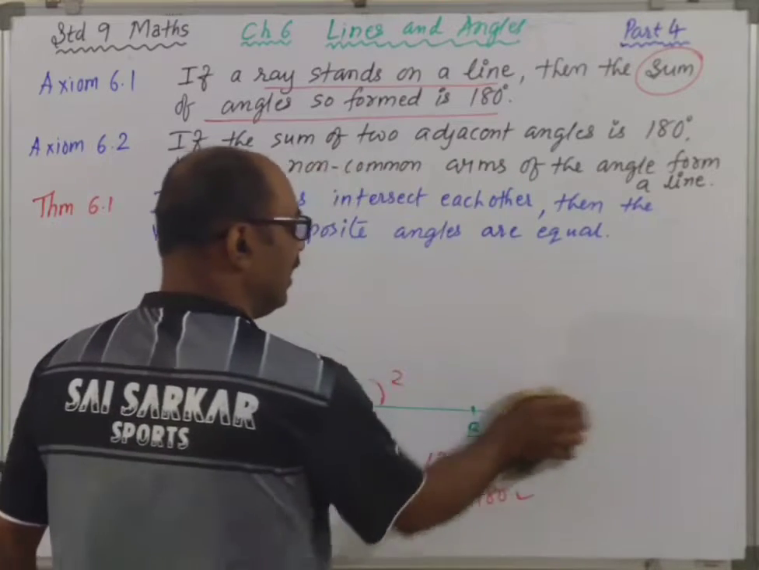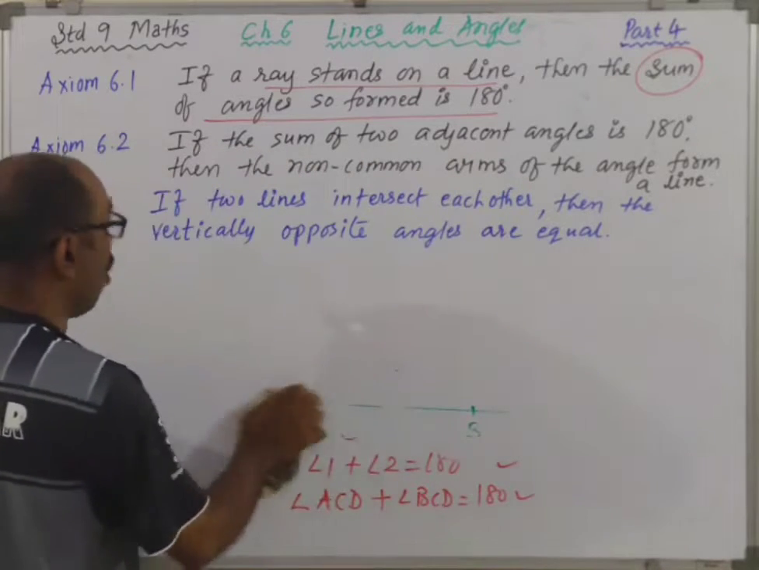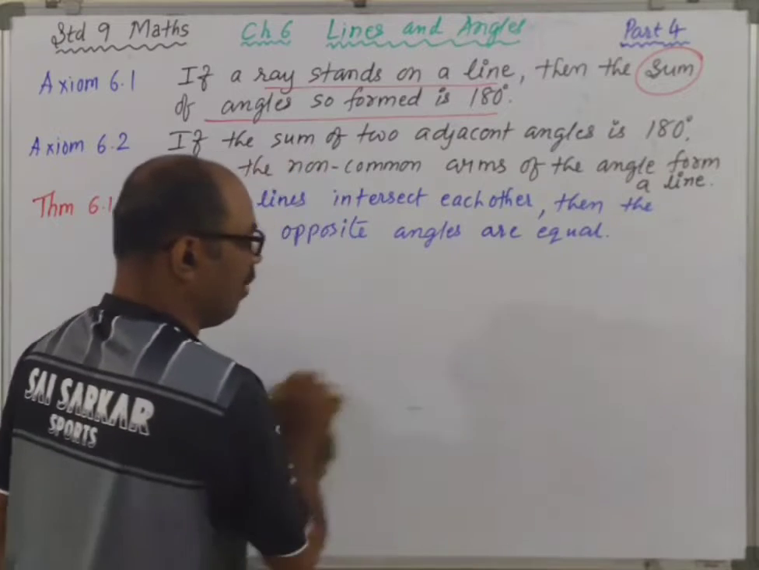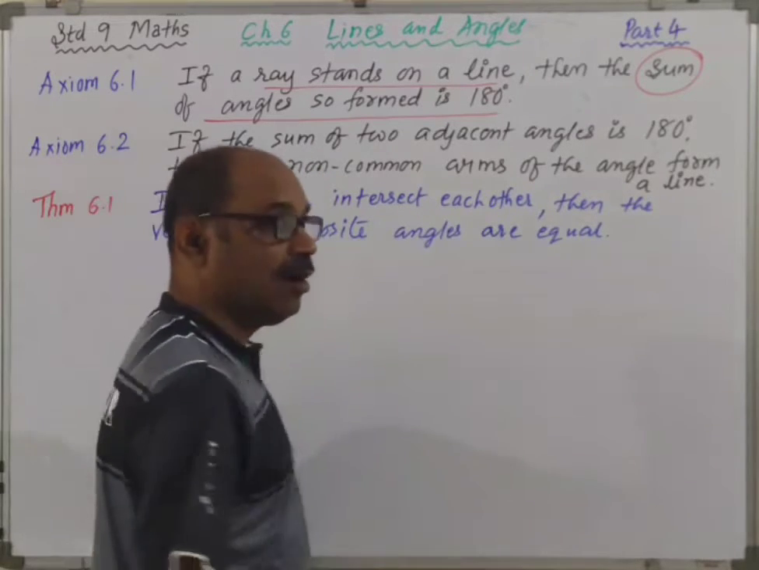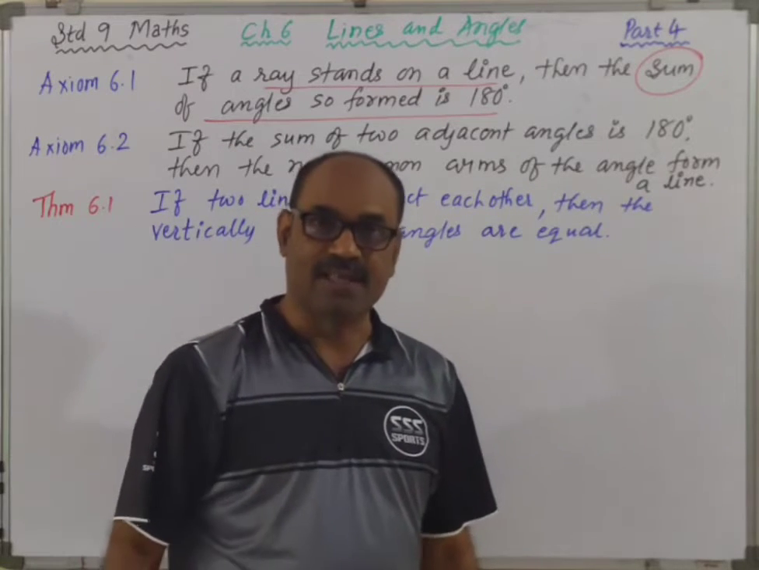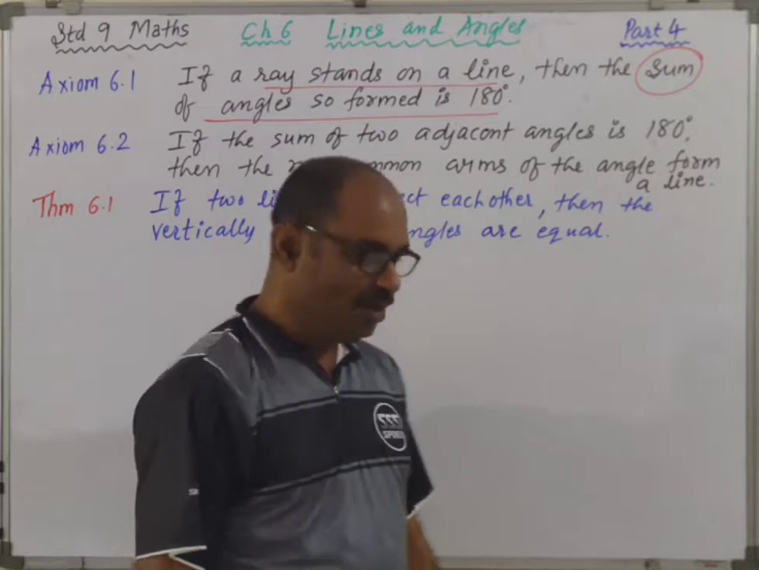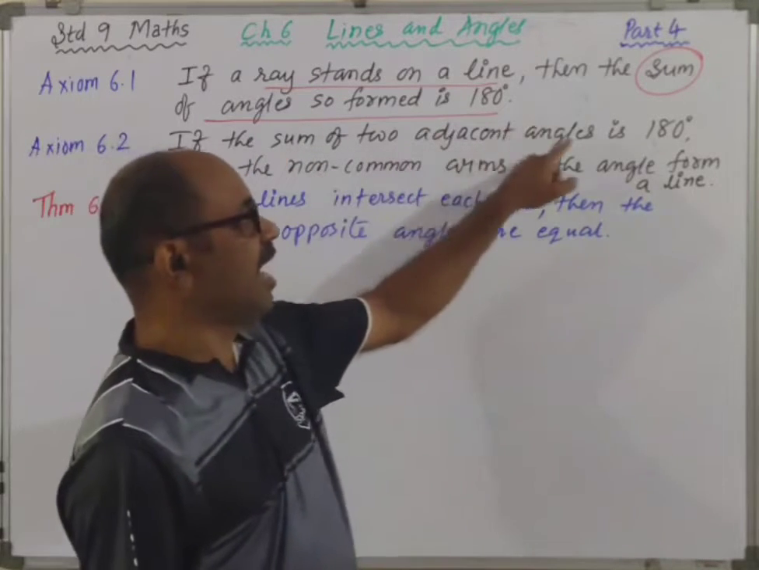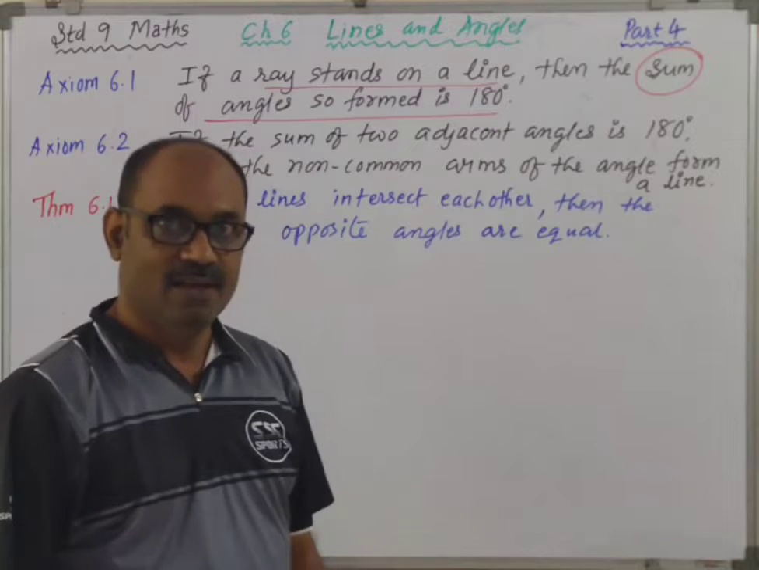Okay. Moving to the next axiom, and that is 6.2. It is exactly the converse of axiom 6.1. Axiom 6.2 is the opposite of axiom 6.1. What does it say? If the sum of 2 adjacent angles is 180.